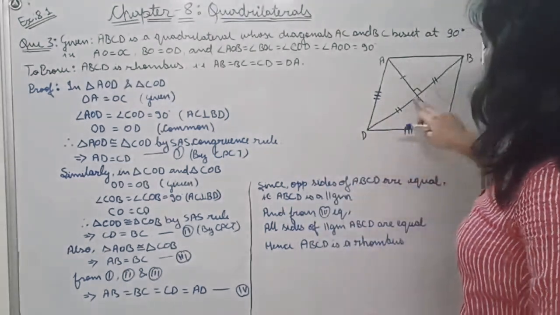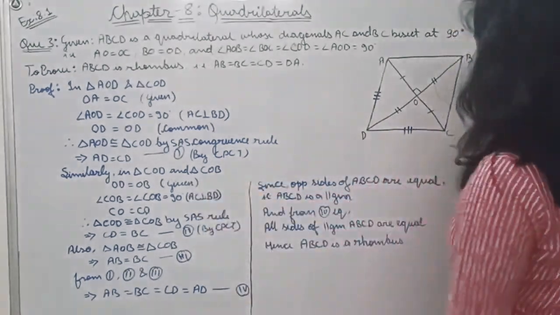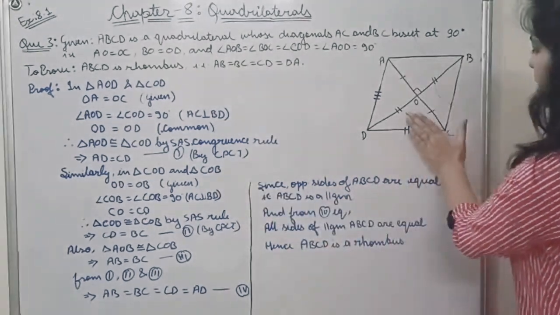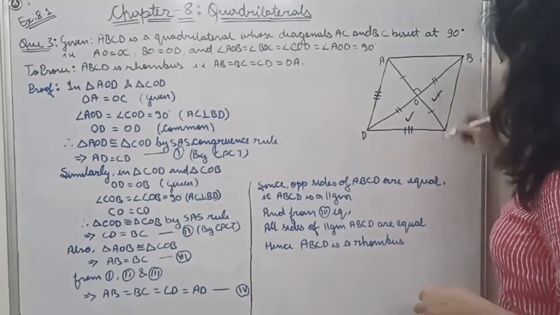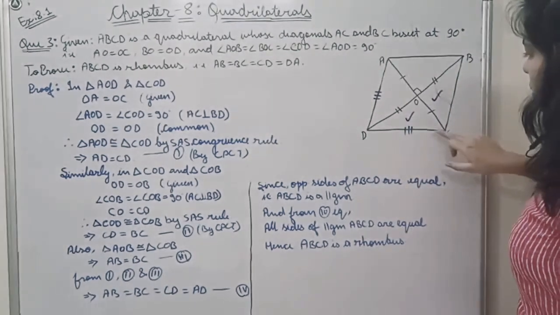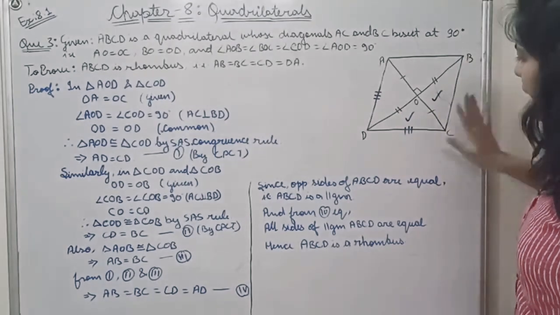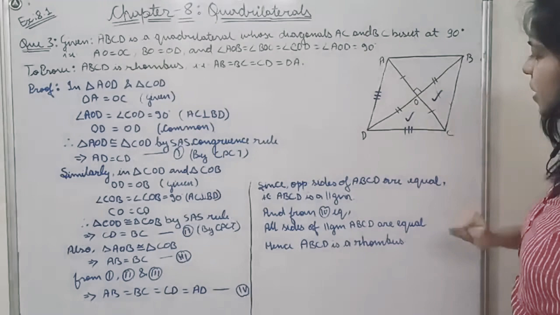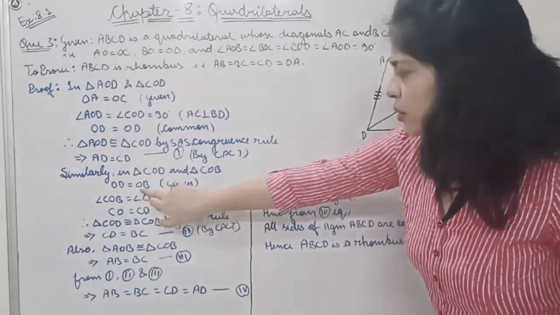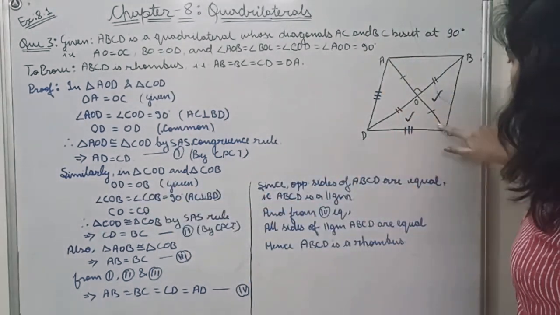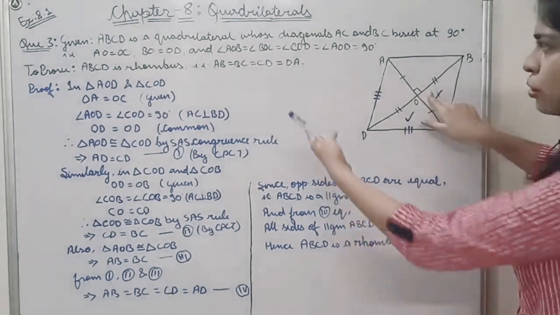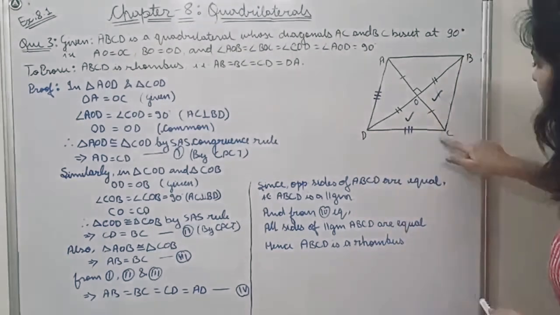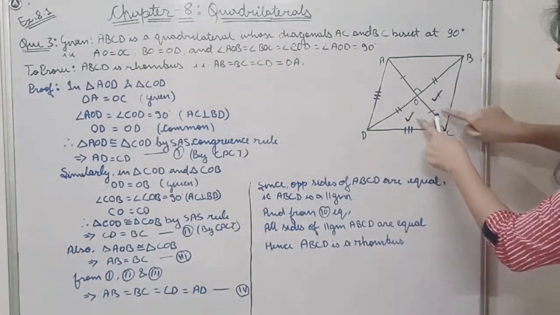Now see, for triangle COD and triangle COB. Triangle COD is this and triangle COB is this. In triangle COB and COD, OD is equal to OB, as O is the midpoint given that diagonals are bisecting each other. Now angle COD is equal to angle COB is equal to 90 degree. This is already given, diagonals are bisecting each other at right angle. Now CO is the common side in both the triangles.